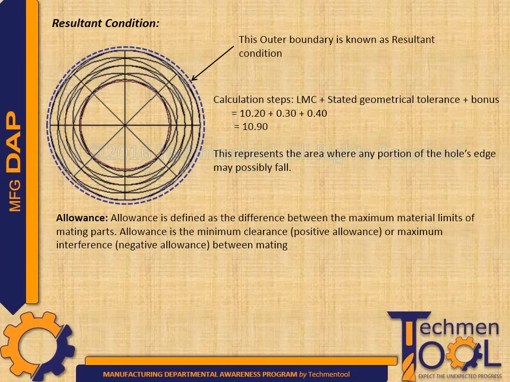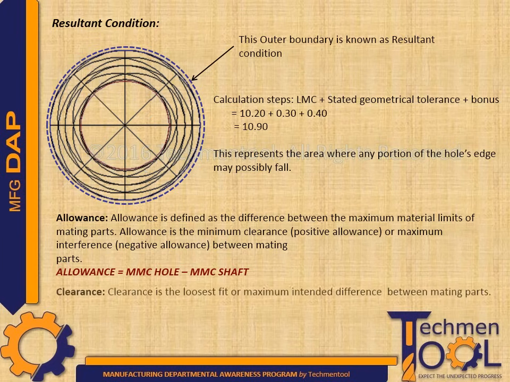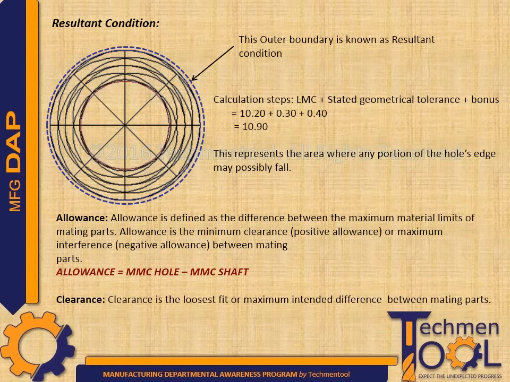Allowance. Allowance is defined as the difference between the maximum material limits of the mating parts. Allowance is the minimum clearance or maximum interference between mating parts, that is equal to MMC hole minus MMC shaft. Clearance. Clearance is the loosest fit or maximum intended difference between mating parts, that is equal to LMC hole minus LMC shaft.